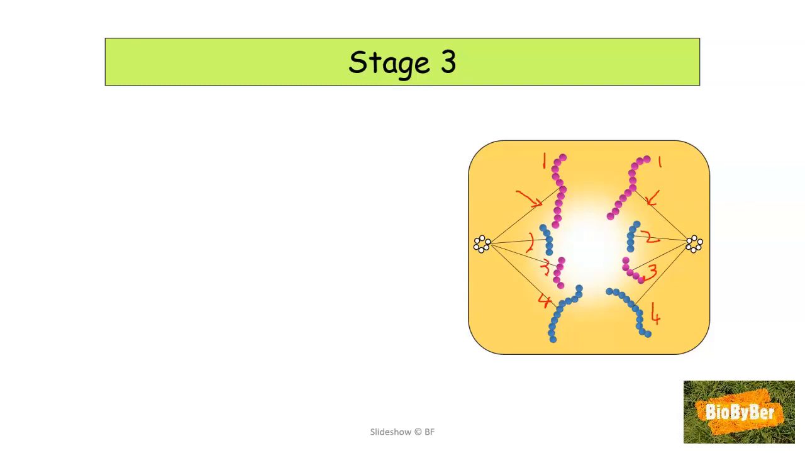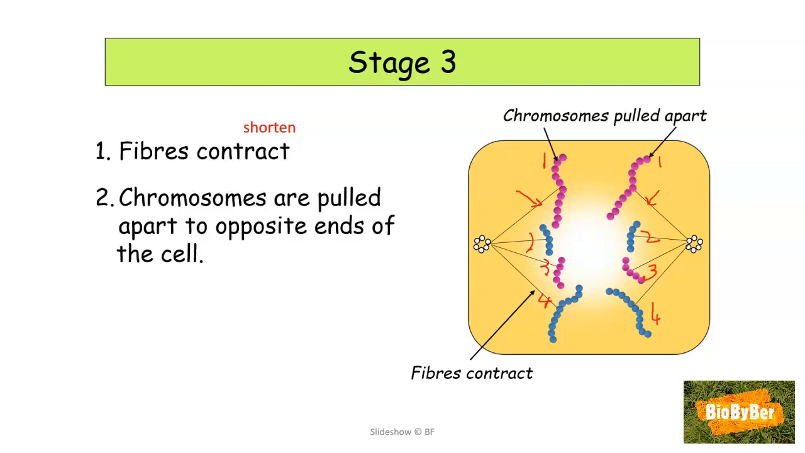So as a spoiler alert, remember we are hoping to end with 2 identical cells at the end of this process. So in stage 3, the fibers contract and they pull on the chromosomes, they shorten, and they cause the chromosomes to be pulled apart to opposite sides of the cell. Pointing out to you that these chromosomes are identical, so in a nutshell, identical chromosomes or identical genes are going to be pulled to each side of the cell.